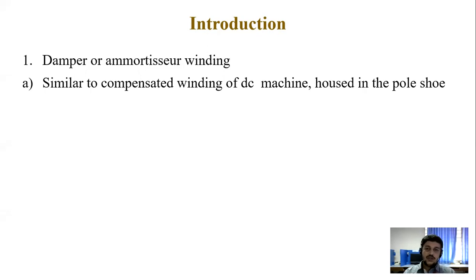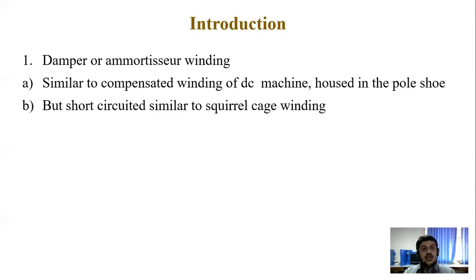Similarly, in a synchronous machine, in addition to the armature winding and field winding, there is a damper winding, and that damper winding is also present in the pole shoes of a synchronous machine. This winding is short circuited. Always these winding conductors are present on the rotor poles, and they are short circuited at the two terminals. So the structure of this entire short circuited winding looks like a squirrel cage, as in the winding of a three-phase squirrel cage induction motor.